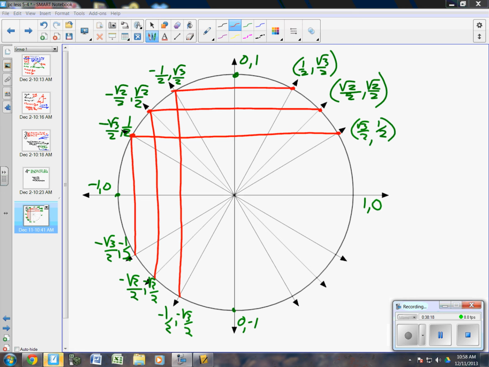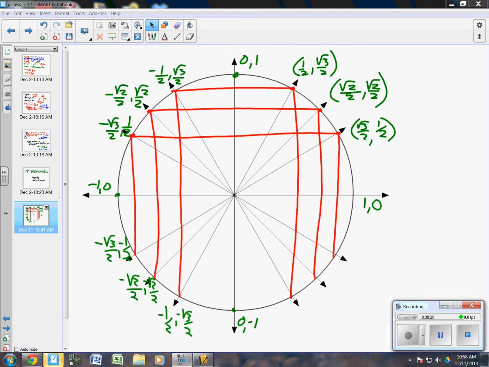And guess what? This one's a reflection of that one. This one's a reflection of that one. This one's a reflection of that one. The only difference is which one's negative here? Y. So root 3/2, comma negative 1/2. Root 2/2, comma negative root 2/2. And 1/2, comma negative root 3/2. Any questions there? No.